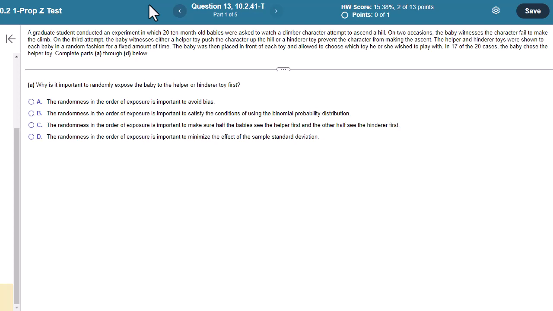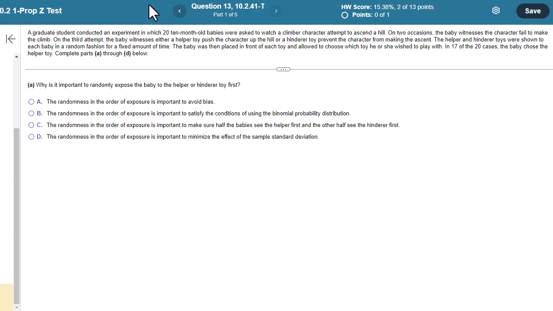A graduate student conducted an experiment in which 20 10-month-old babies were asked to watch a climber character attempt to ascend a hill. On 2 occasions, the baby witnessed the character fail to make the climb. On the 3rd attempt, the baby witnessed either a helper toy push the character up the hill or a hinderer toy prevent the character from making the ascent.